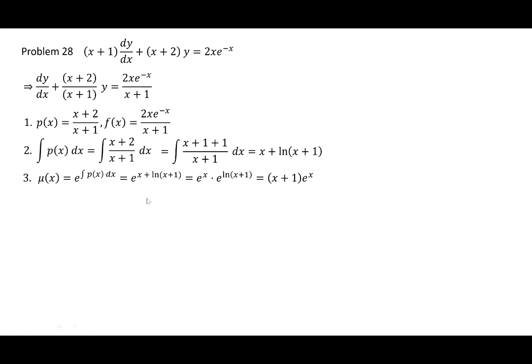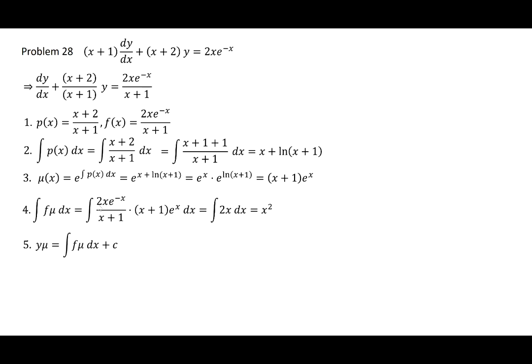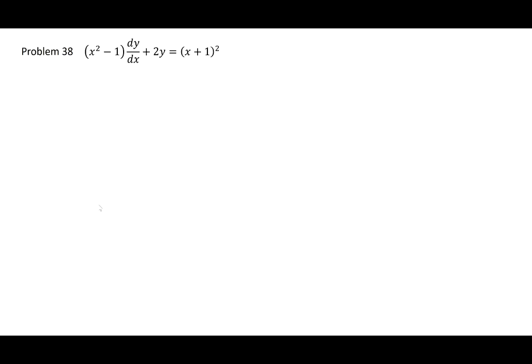Cool. So we got mu of x, and now we need to figure out integral f mu dx, and that turns out to be fairly simple. A whole bunch of terms cancelled. X plus 1 gone. E to the x times e to the negative x is 1. So we're just left with integral 2x dx, which is x squared. And finally, y mu equals integral f mu dx plus c. Plug and chug. Done. Cool? Okay. I like this.